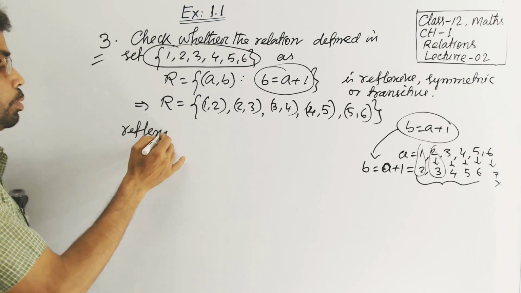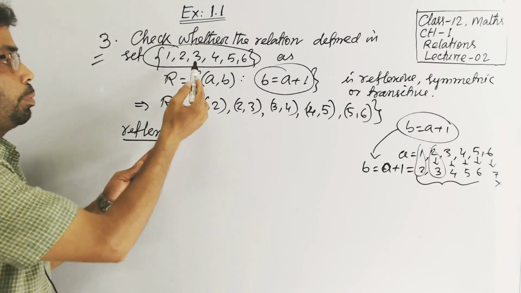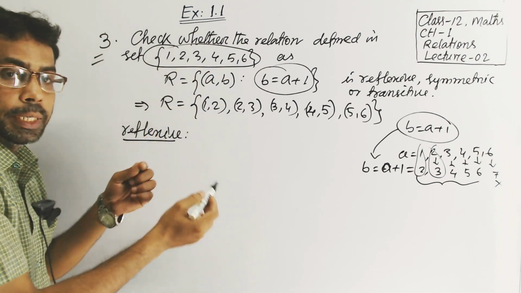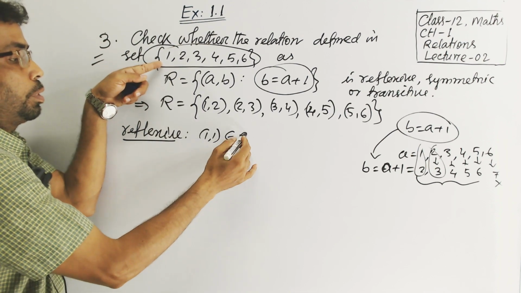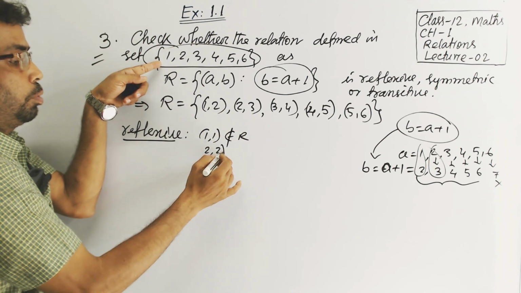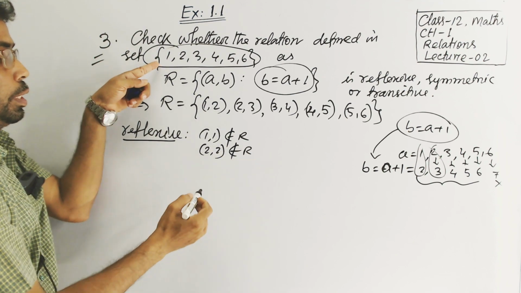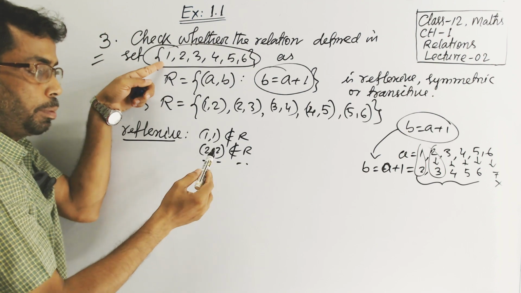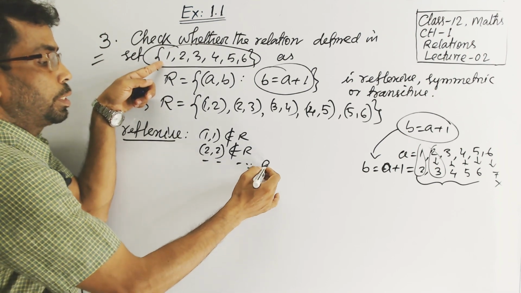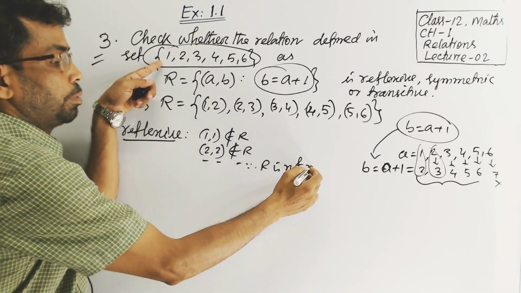For reflexive, we know that for every element in the set, the pair of identical elements must be there. But we can clearly see that (1, 1) is not there in the relation, and (2, 2) is also not there. If even for a single element the pair of identical elements is not there in the relation, we can say the relation is not reflexive.